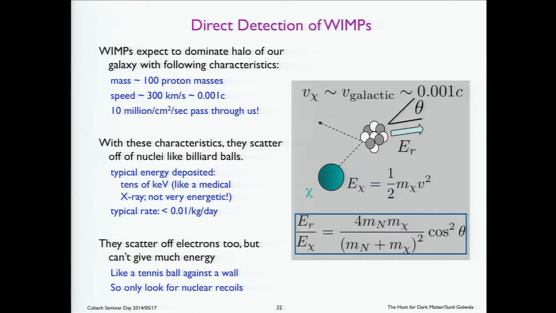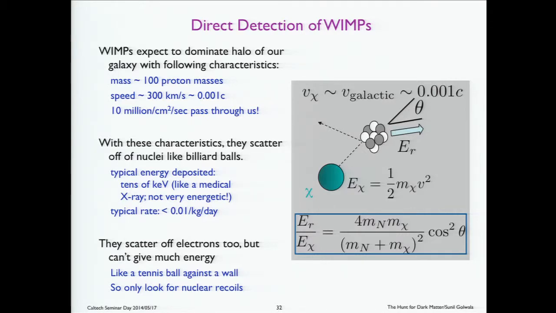And the typical energy that would be deposited for this mass and that velocity is around tens of keV, kind of the energy of a medical X-ray. It's a standard Phys 1a type of scattering problem. But the rates have already been constrained to be less than 0.01 per kilogram per day. That means that if you have 100 kilograms of target sitting there, you'll see maybe one interaction a day. That's where the upper limits are today.